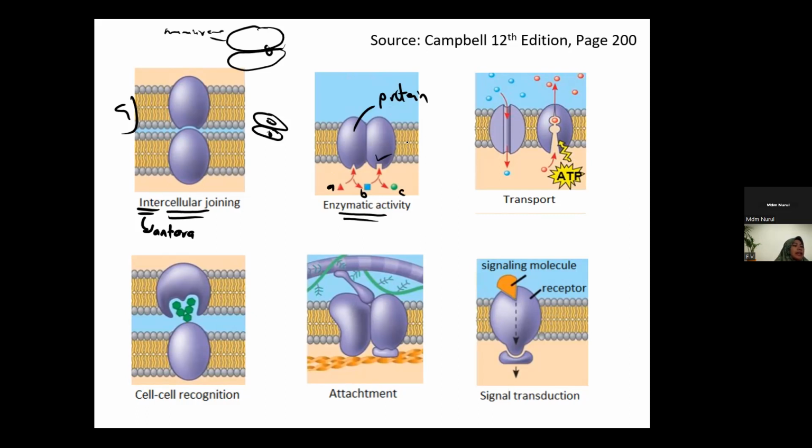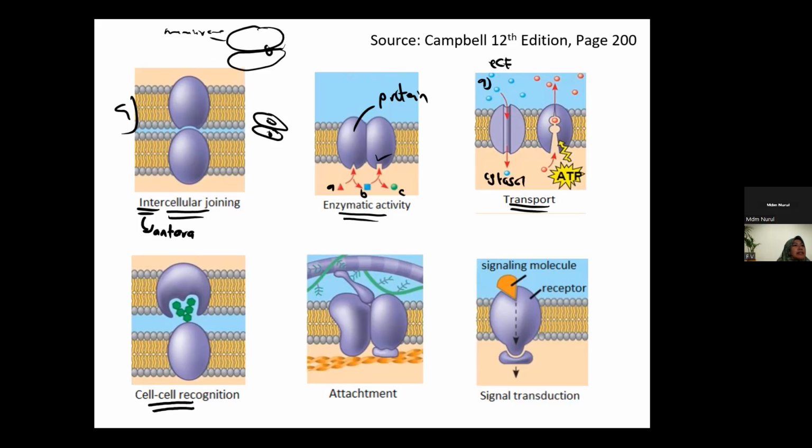Number three, transport. Some protein work ataupun serve as transport protein, sebagai protein pengangkut. Contoh, you can see molecule A daripada luar from extracellular fluid can be transported into the cytosol. Benda daripada luar boleh dibawa masuk ke dalam sel melalui protein. So this is protein that serve as transport. Alright. And then next one, cell-cell recognition.